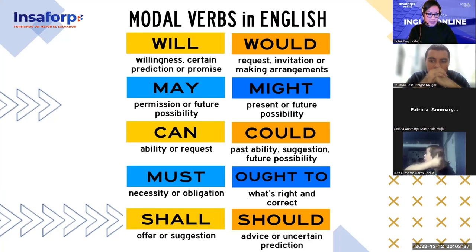About must, that is a modal verb that you can use to express necessity or obligation. Then ought to is a modal auxiliary that expresses obligation, but in a moral sense, like what's right or correct, okay? Shall is to offer or suggestion. And then should for advice or uncertain prediction. So that's basically a summary of the most common modal auxiliaries. Is there any question?